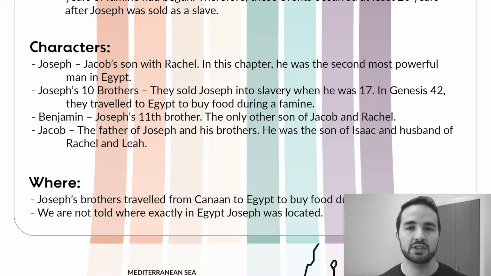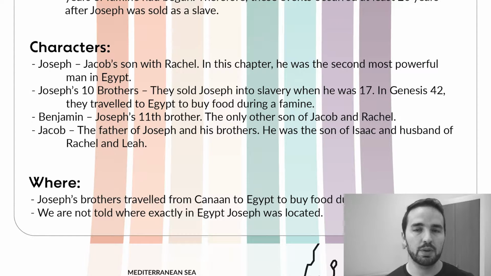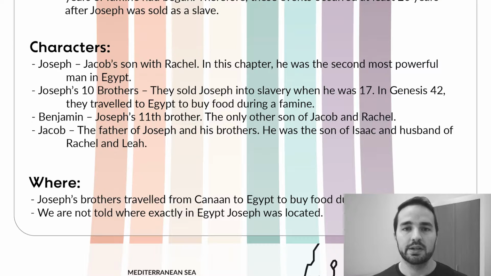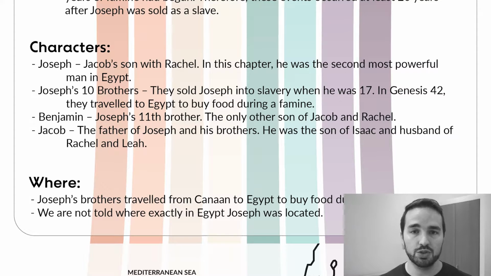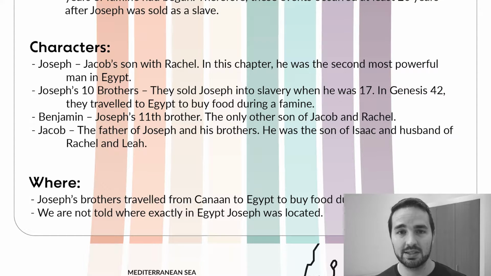Benjamin is Joseph's 11th brother. He's the only other son of Jacob and Rachel, and he's the youngest of all of the children. Now, Jacob is our final character. We are pretty familiar with him at this point. This is Joseph's father, and he is the son of Isaac and the husband of Rachel and Leah.